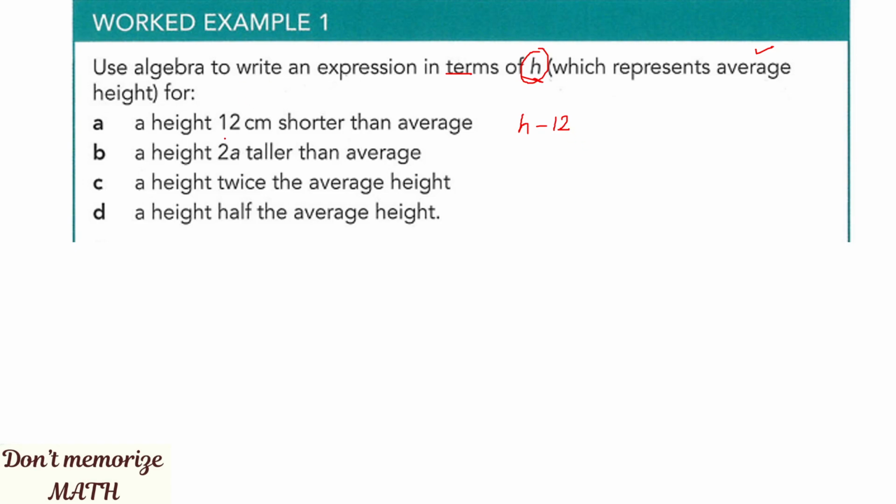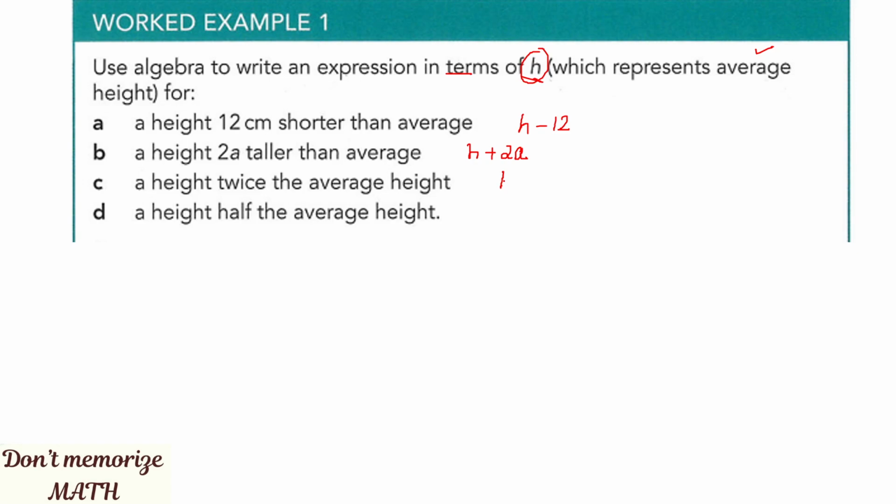Next one, a height 2a taller than the average. So the average is h, and 2a taller than the average gives h plus 2a.